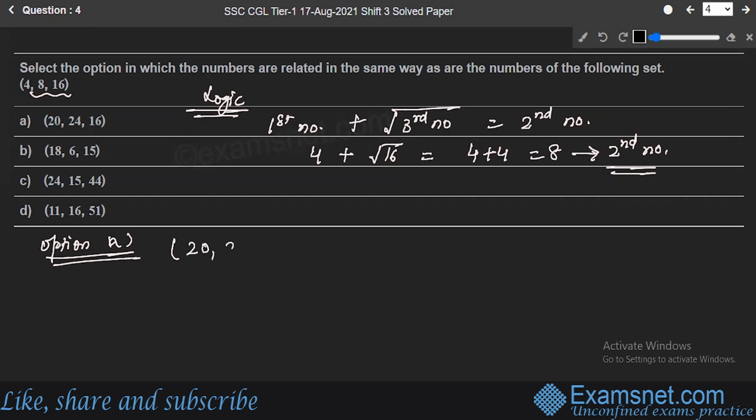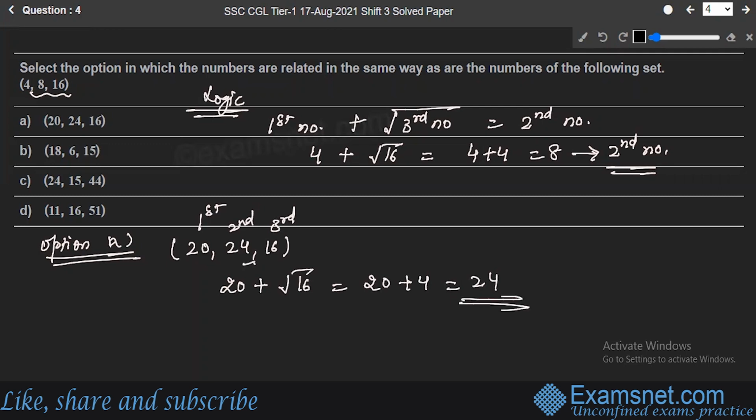So it's 20, 24 and 16. So 20 plus root of 16, because this is the first number, this is the second number, and this is the third number. 20 plus root of 16 gives you 20 plus 4, which is equal to 24. So yes, this is our second number. This is absolutely correct. Let's check with the other options as well.